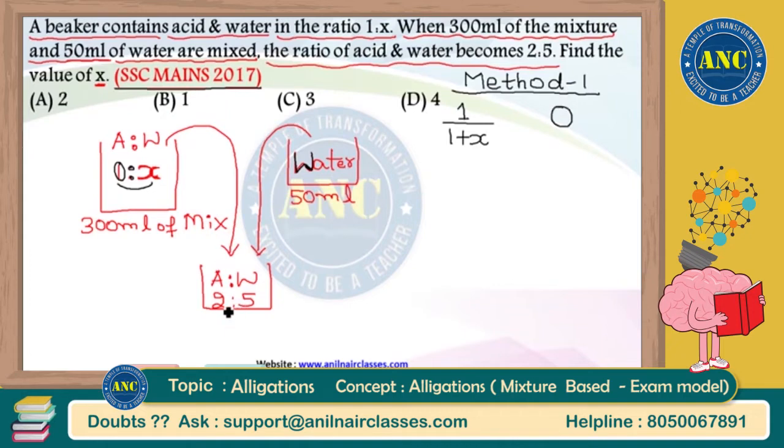So acid parameter in the second vessel is 0. In the resultant vessel, out of total 2 plus 5, 7 liters, 2 liters belongs to acid. So it is 1 by 1 plus x, and second vessel acid is 0, third vessel acid is 2 out of 7. Now, can I say that if I alligate it, Q1 by Q2 is nothing but equal to 0 minus 2 by 7 divided by 2 by 7 minus 1 divided by 1 plus x.